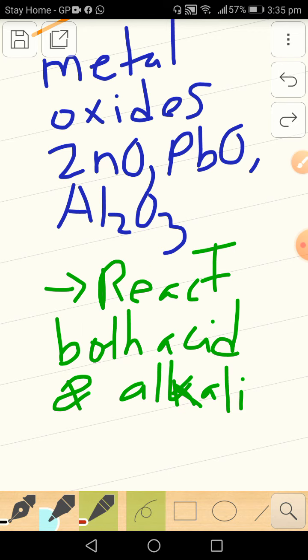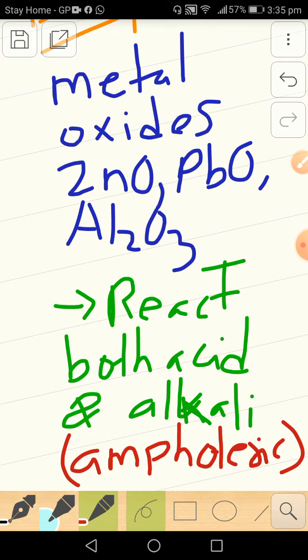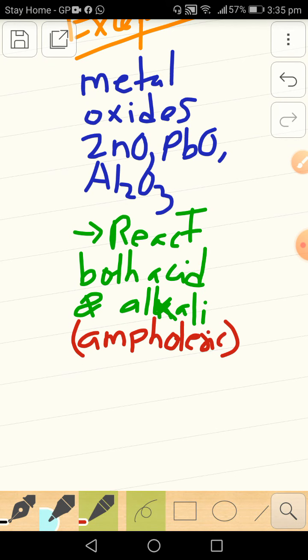That's why they are given a special name, which is the term amphoteric. Okay, amphoteric. So metal oxides are usually basic, that means they react with acids, but please note it down, the exceptions of metal oxides are amphoteric, that means they react with both acid and alkali.